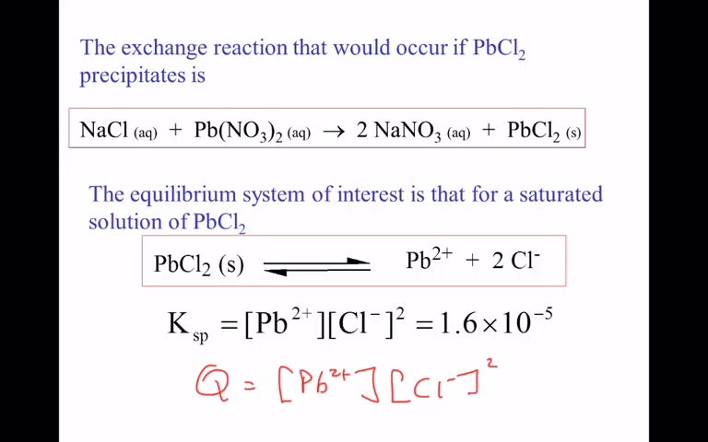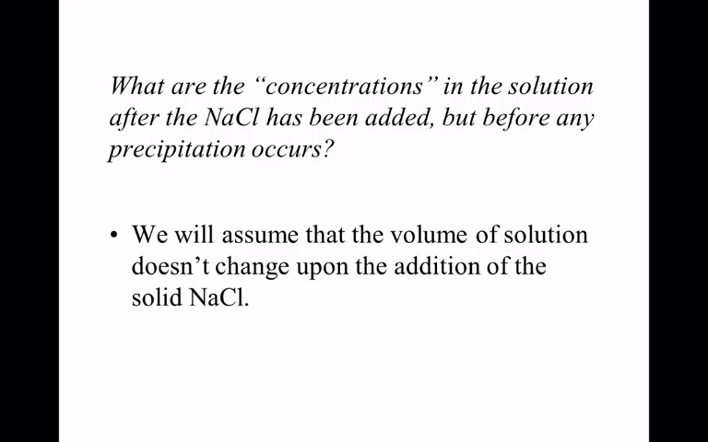So all we got to do is come up with an ion concentration, the lead 2 ion concentration and the chloride ion concentration, plug it in, and compare it to this. That's all we're going to do. So it's not too bad. So like this slide says, in working a problem like this, you take the scenario of what are the concentrations of the cation and anion of interest before any precipitation begins.